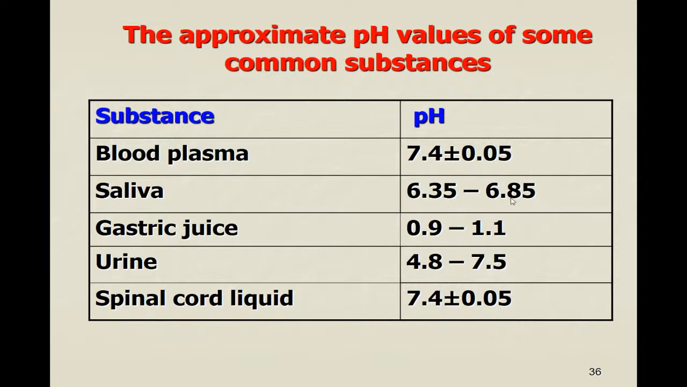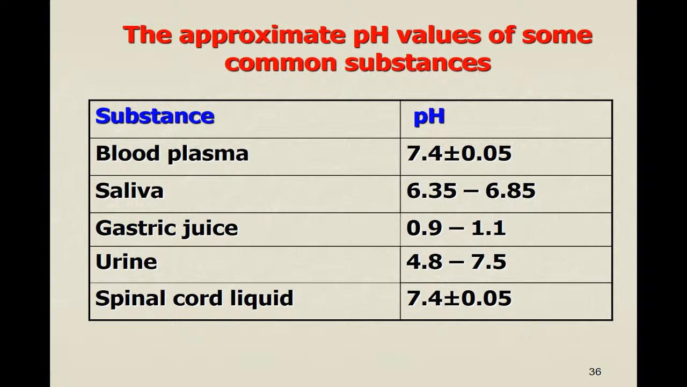Saliva, as you see, is slightly acidic. Gastric juice is quite strongly acidic because of the presence of HCl. Urine ranges from acidic through neutral to a little basic. That's why pH information is important when we analyze a urine test, but it's not enough to put a diagnosis. Spinal cord liquid, as I told you, has the same value as blood plasma pH.